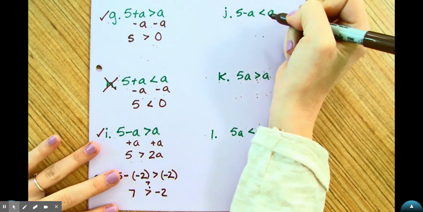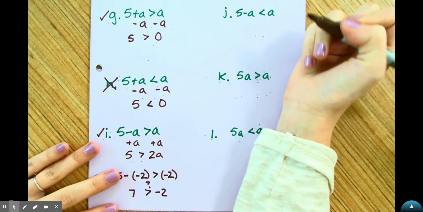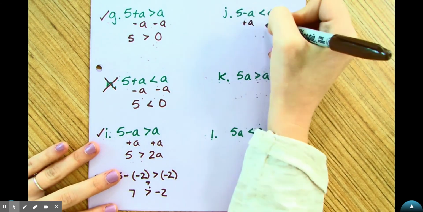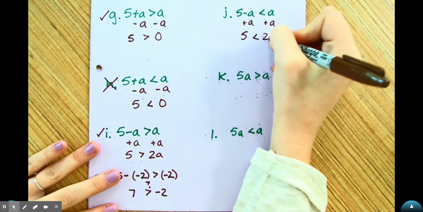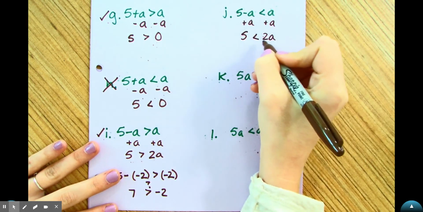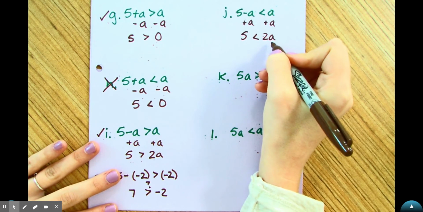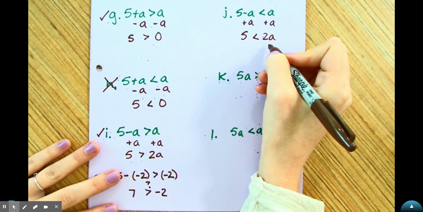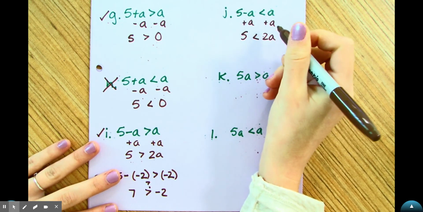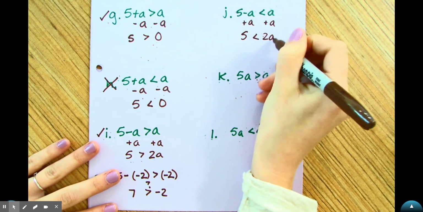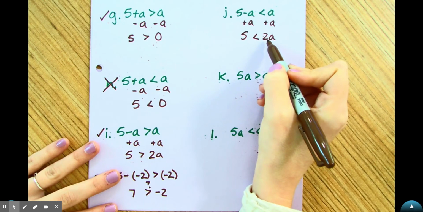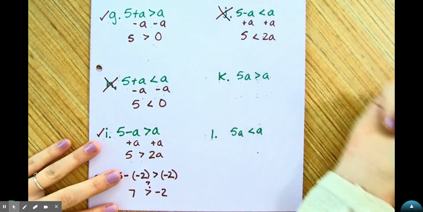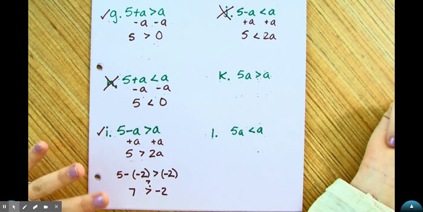5 minus a. Again, we can do the same thing. Is 5 going to be smaller than a negative number? What if we put in -10 for a? This side would become -20. Is 5 smaller than -20? No, 5 is bigger than -20. It's farther to the right on our number line.